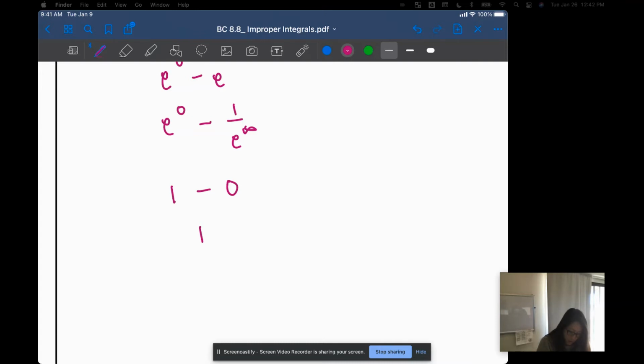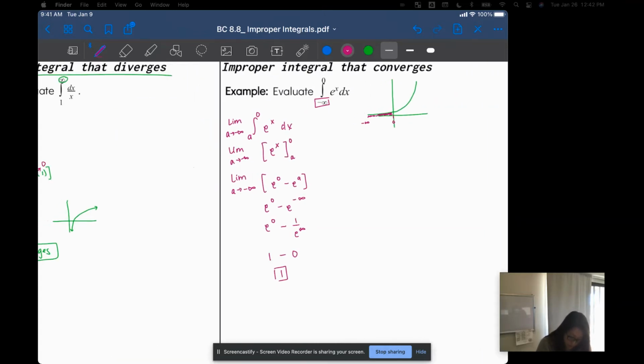So the area under the curve that we mapped out right here is equal to 1. So the integral converges at 1. Okay, next.